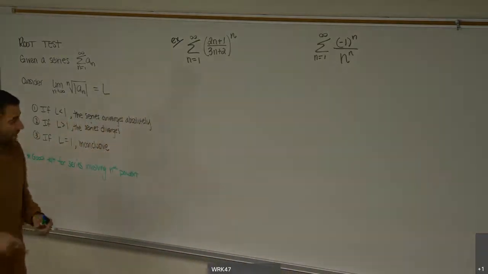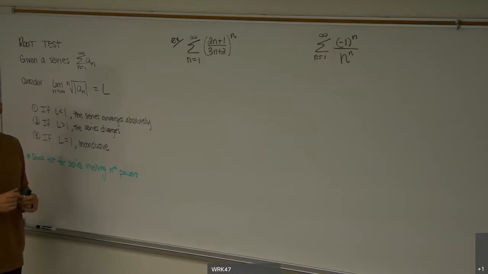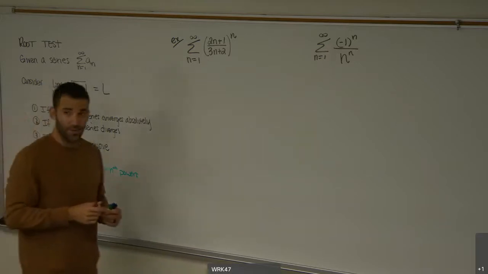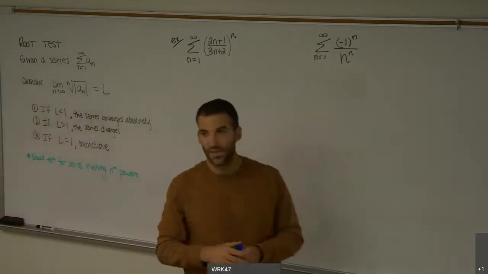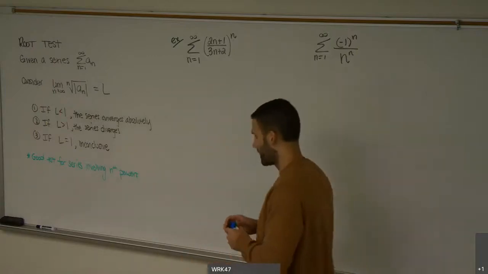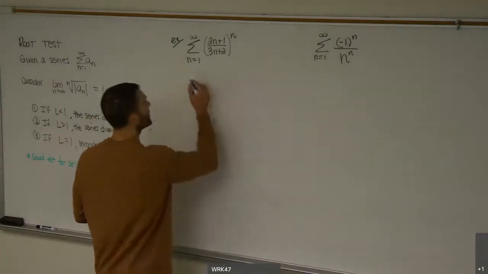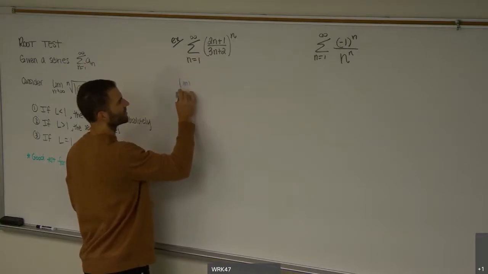This test would not be useful on factorials. Factorials are great with ratios. Factorials are not great with roots. I would not know how to take the nth root of n factorial. And so let's run through these examples. And let's use the root test.